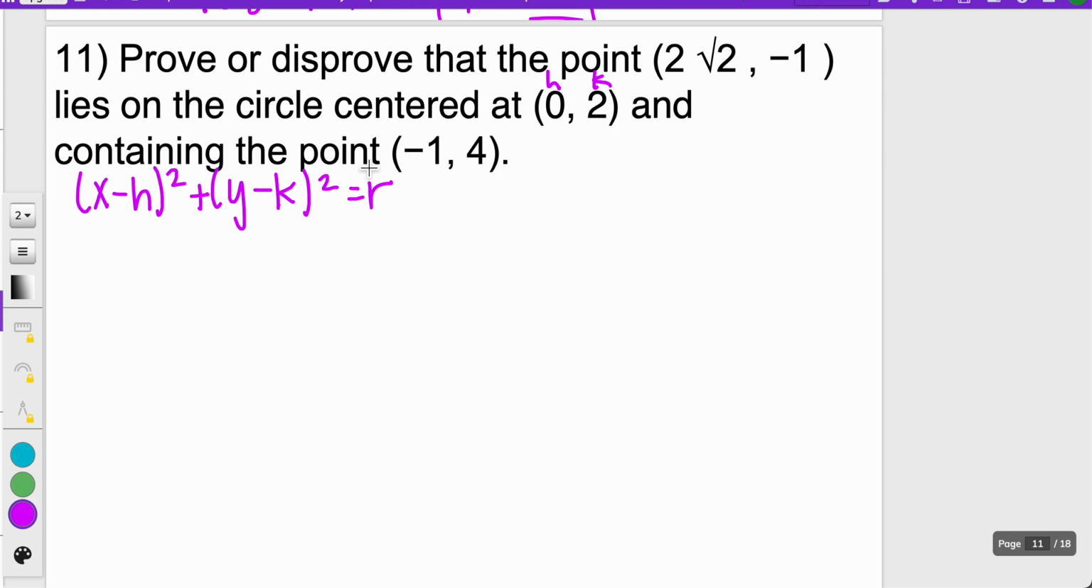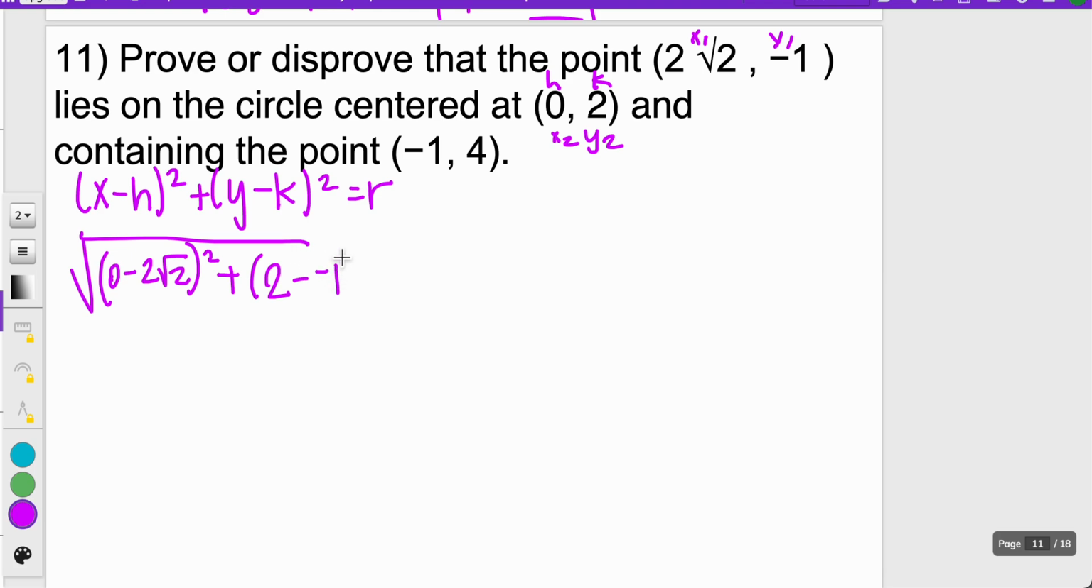have the same radius? Okay, so when we start looking at this one, you want to have your center points and then see if they have the same radius. So I'm going to start with 2 square root 2, negative 1. So this would be x1, y1, and then we'll say this is x2, y2. Okay? So I'm going to find the distance of both of those, see what my radius could be. So x2 minus x1, that'd be (0 minus 2 square root 2) squared plus (2 minus negative 1) squared.